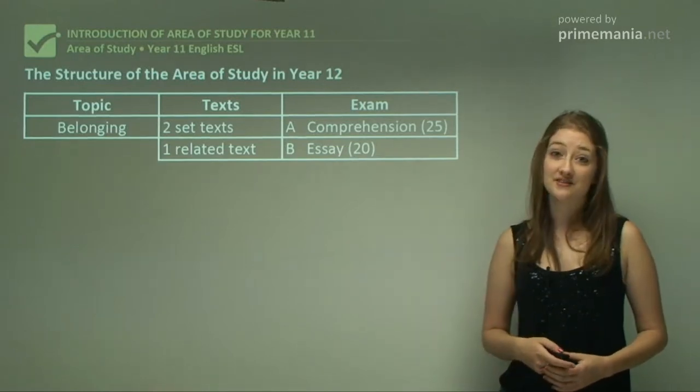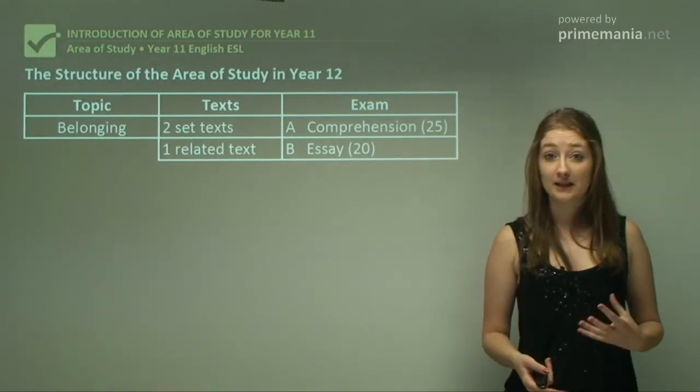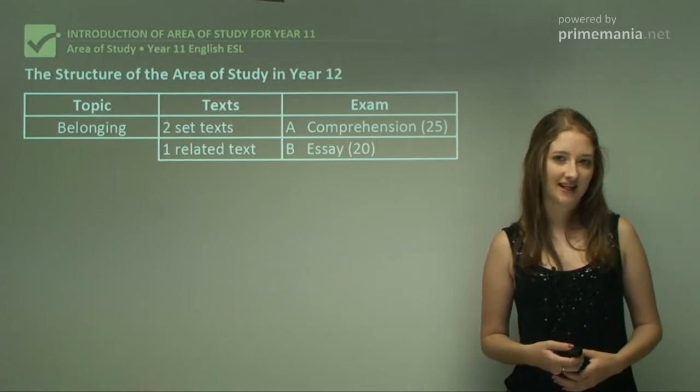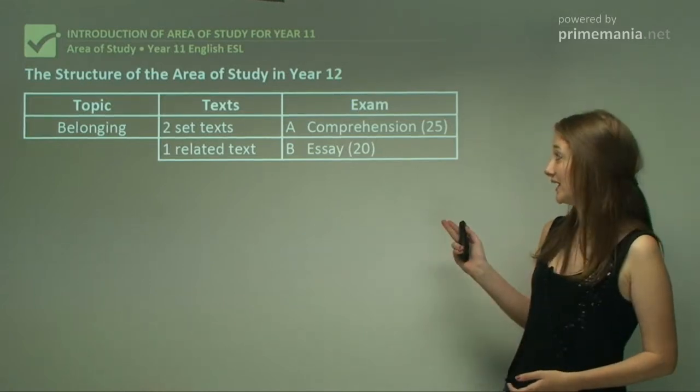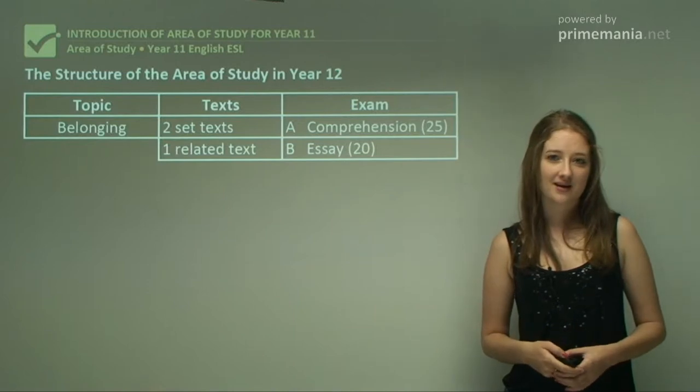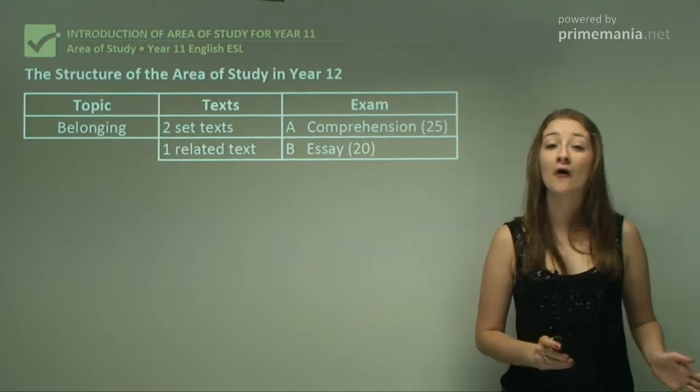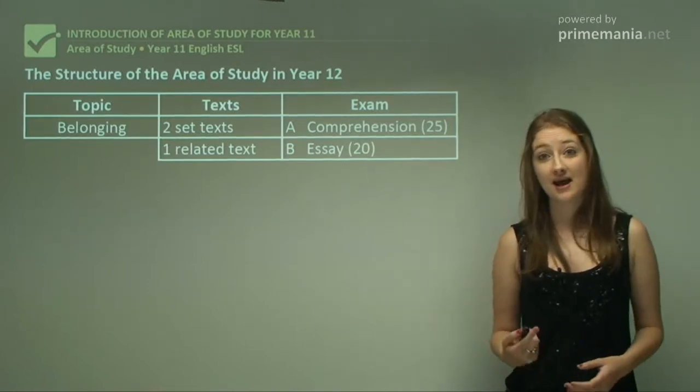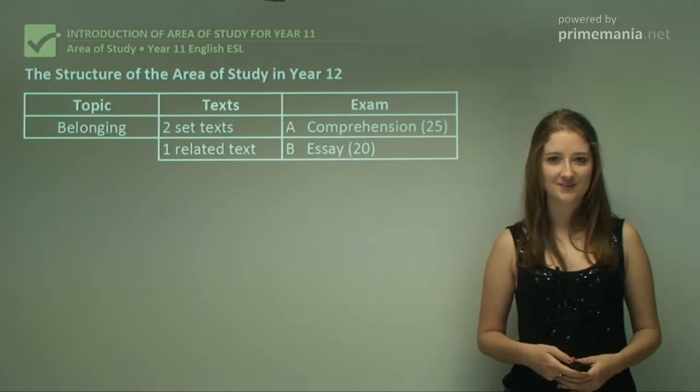Thirdly, in your exam, the exam is basically split into two parts for your area of study. The first part is a comprehension, which is worth 25 marks. And we're going to be looking at a whole video later dealing with how to answer this comprehension section.